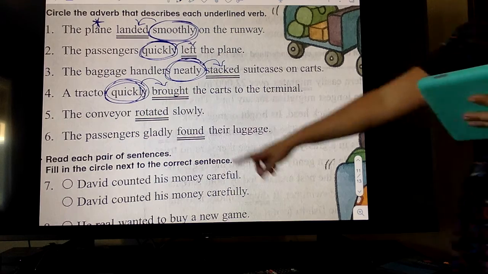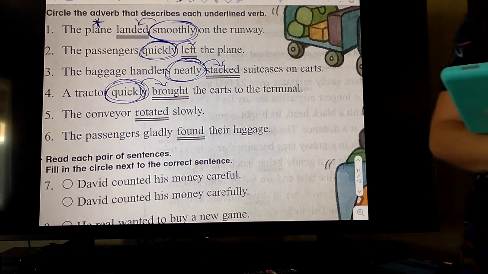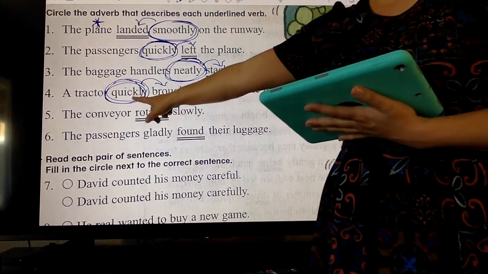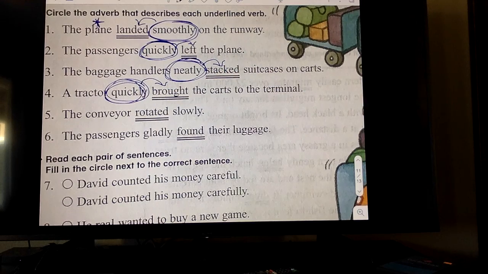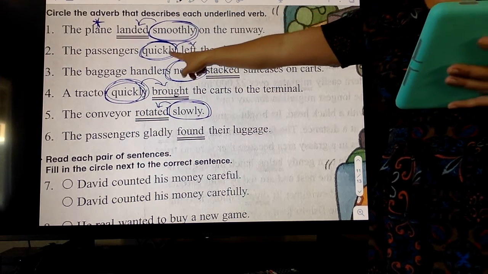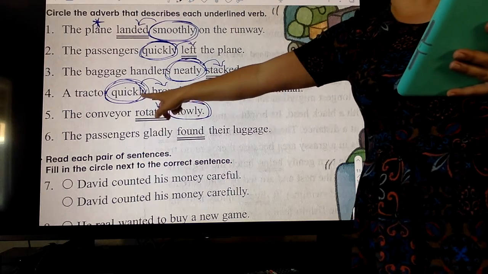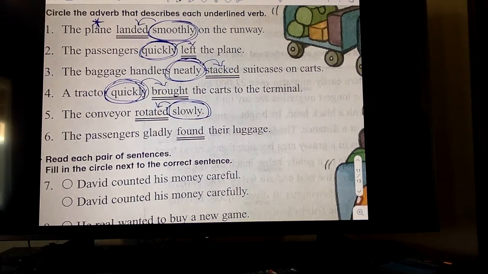So how did the conveyor rotate? Did it rotate quickly like the tractor? No, it rotated slowly. So far, guys, all of our words end in ly. You notice that? Smoothly, quickly, neatly, quickly again, slowly. All right, let's do the next one.